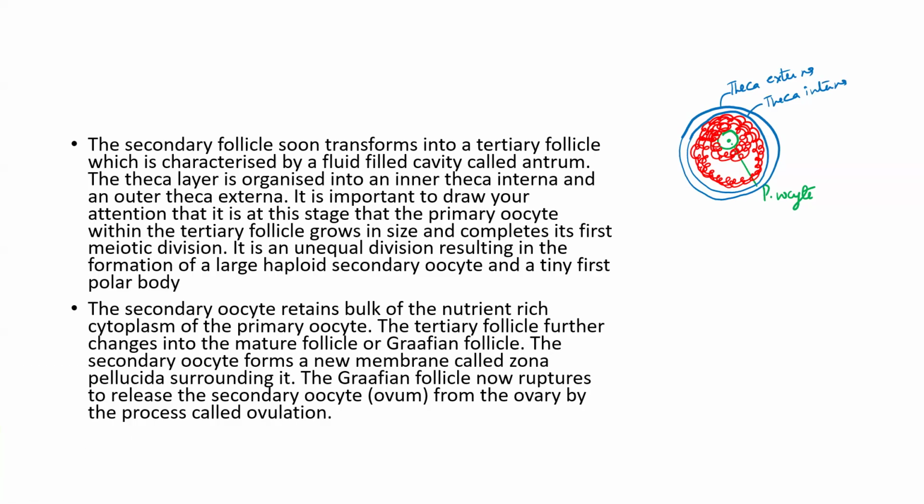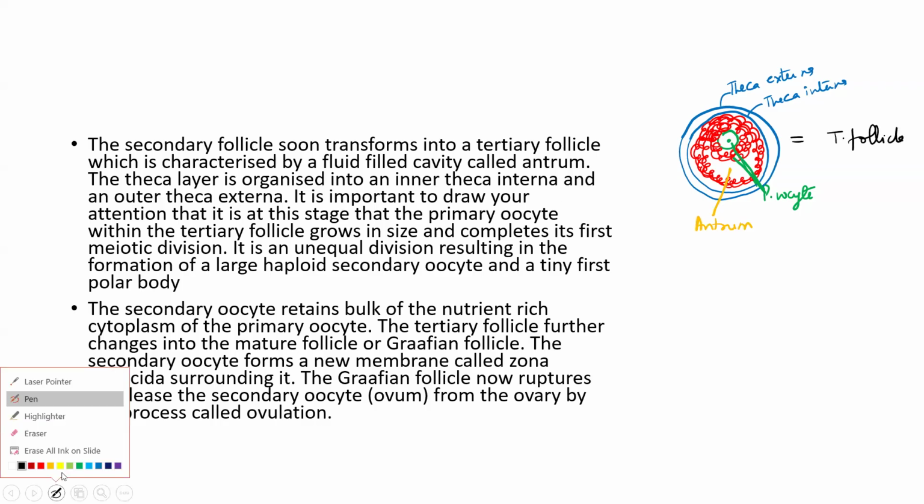This was your primary oocyte. Labeling might be easy for you. And this cavity which is made, this cavity is known as antrum. And now this structure with all these things is known as tertiary follicle. This is tertiary follicle. And you know very well this is granulosa.